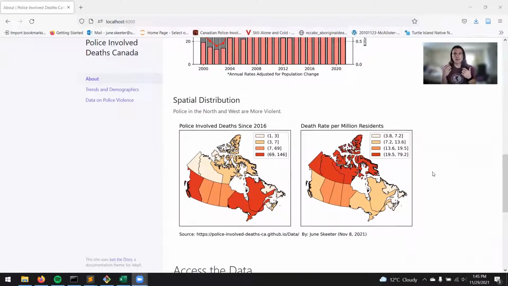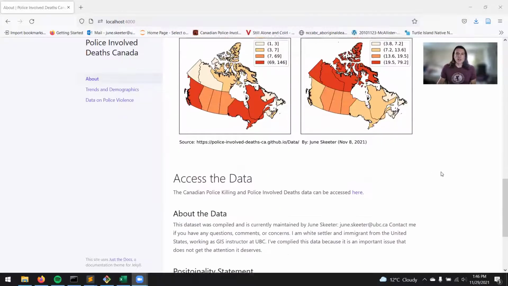And it's not a spatially equal distribution. If you look at the raw numbers, that's obviously going to be skewed by the differential populations of the provinces. And so this highlights the importance of data normalization, for instance. And if you calculate the police violence rates, you find that they're much higher in the West and the North, particularly. The North is severely, disproportionately impacted by this issue.